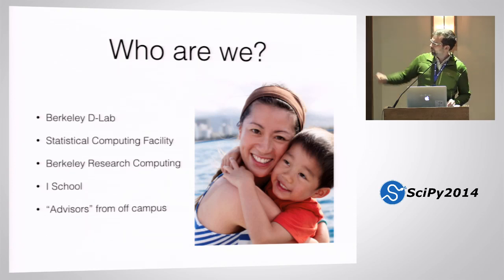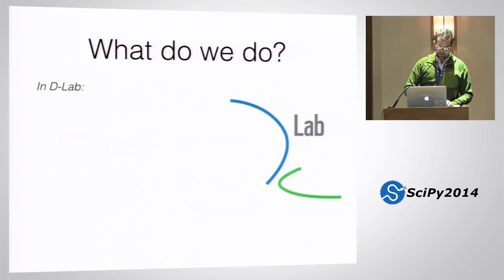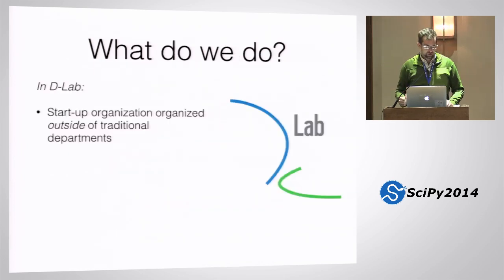This is a stock photo from Keynote, but it really represents my feeling about the team. We're coming from all over campus. I'm going to focus mostly on the D-Lab, the Statistical Computing Facility, and the Berkeley Research Computing. So the D-Lab, we are a startup organization organized outside of traditional departments, so we're not really integrated into any particular curriculum.